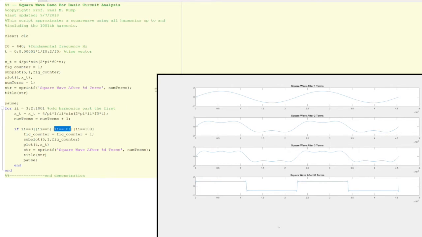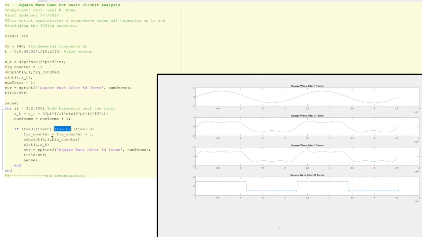Alright, so that corresponds to 51 sinusoids. 51 because i is going up by 2s. So when i is 101, that makes it 51 sinusoids. So you see now, including 51 sinusoids, it starts to look like a square wave, definitely.